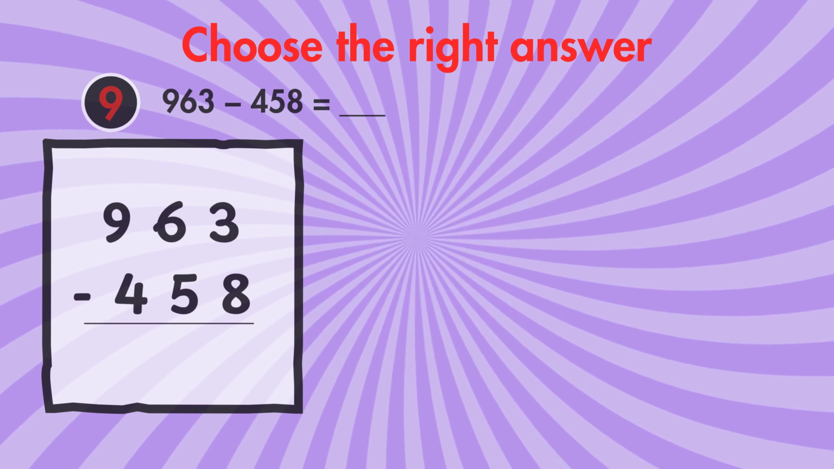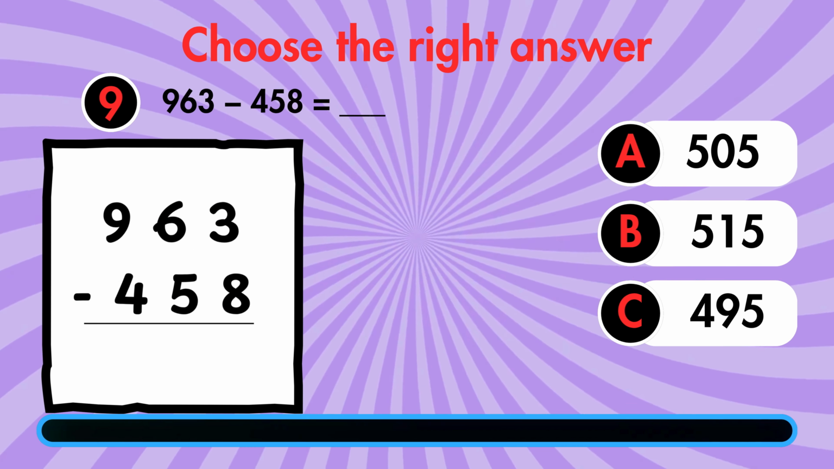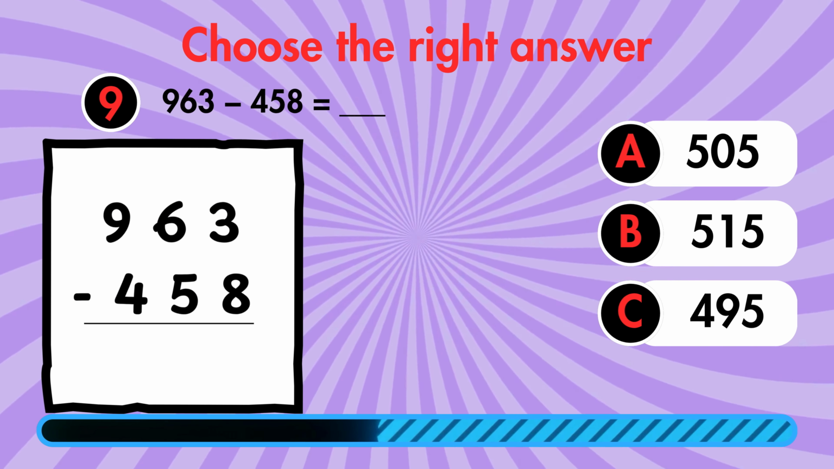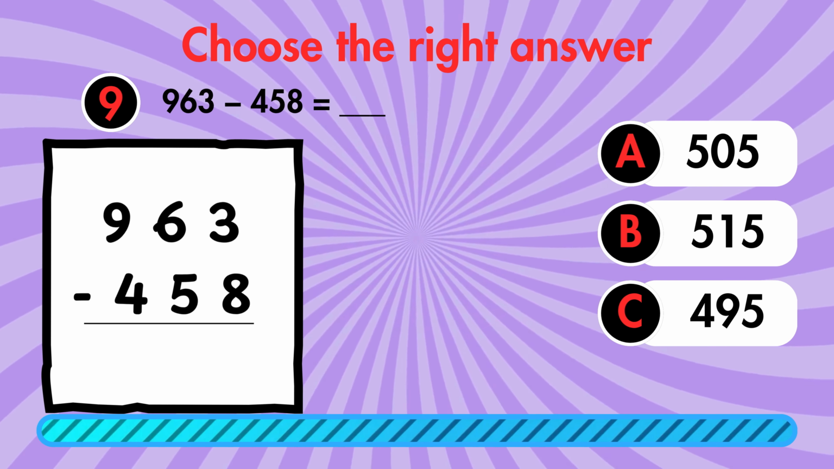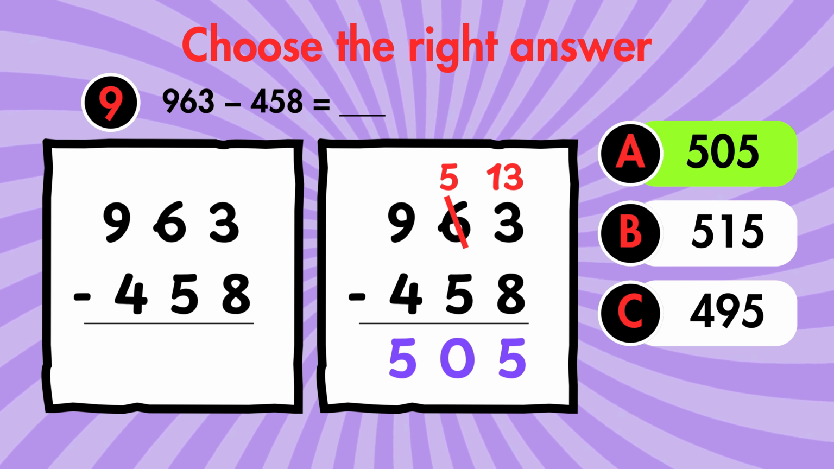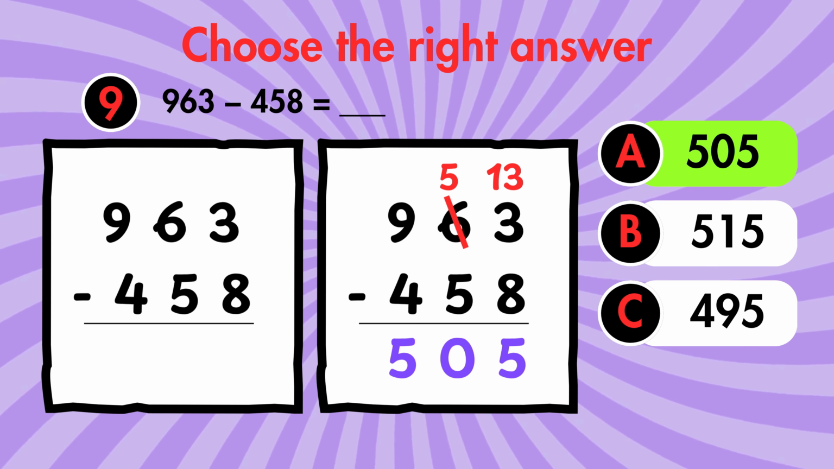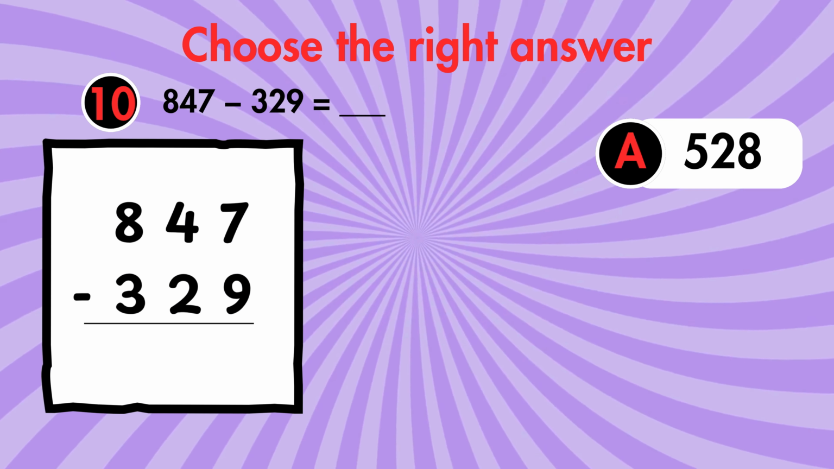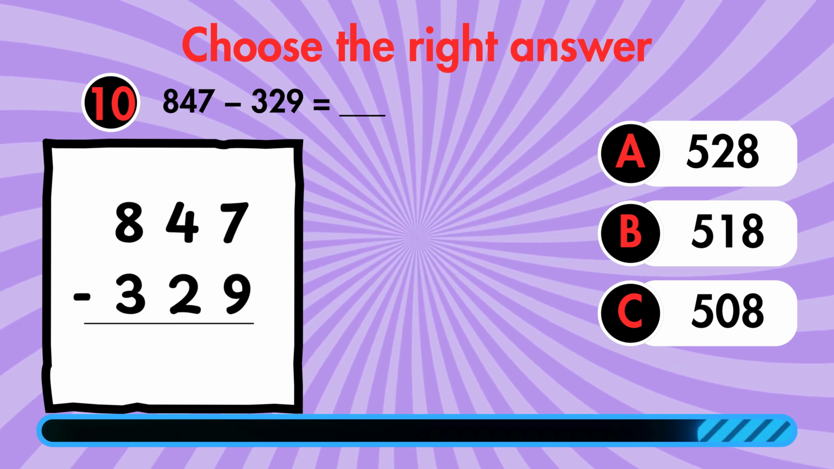What is the difference when 963 is taken from 458? Subtract 329 from 847. How much is left?